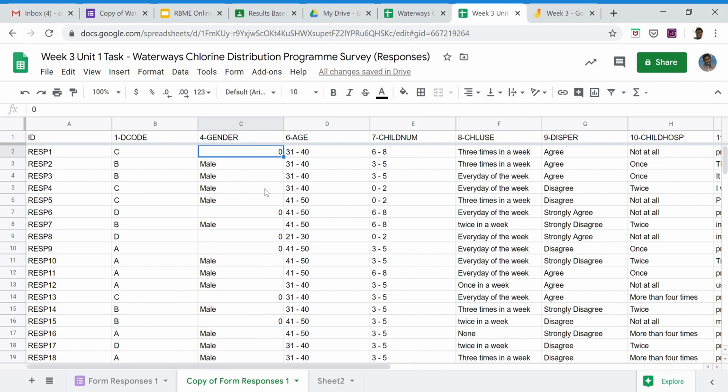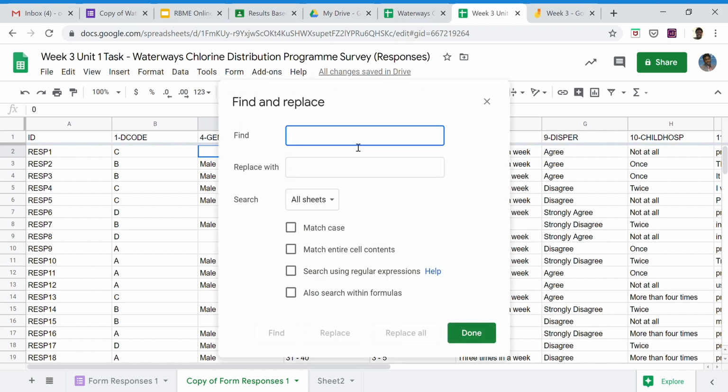So then if you want your male, Ctrl H, male with 1.